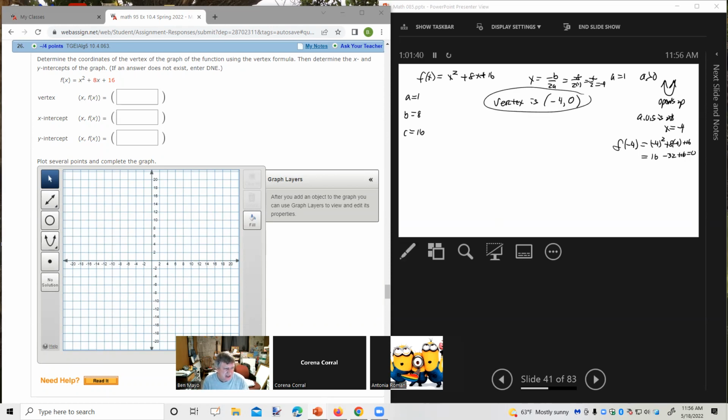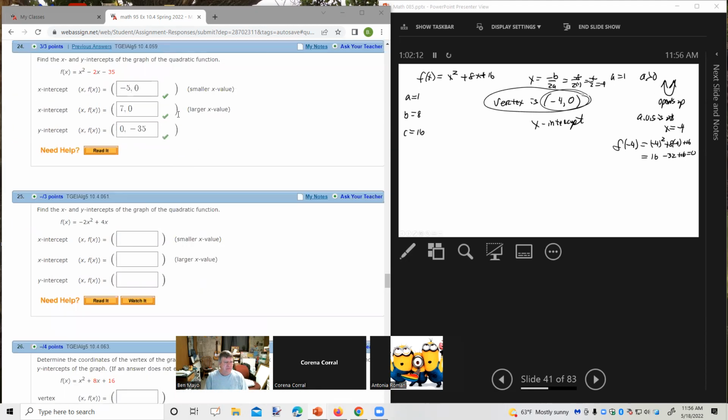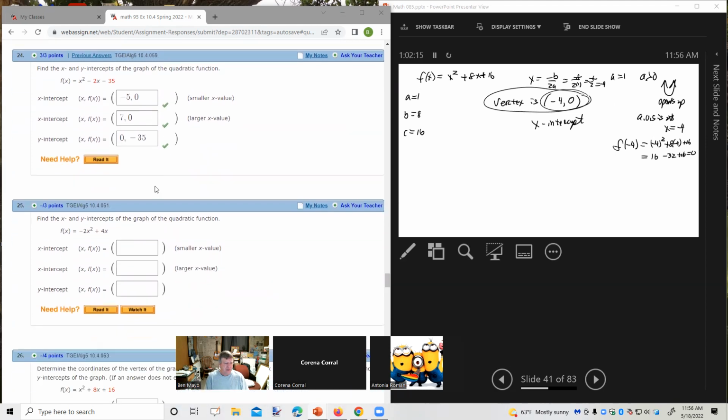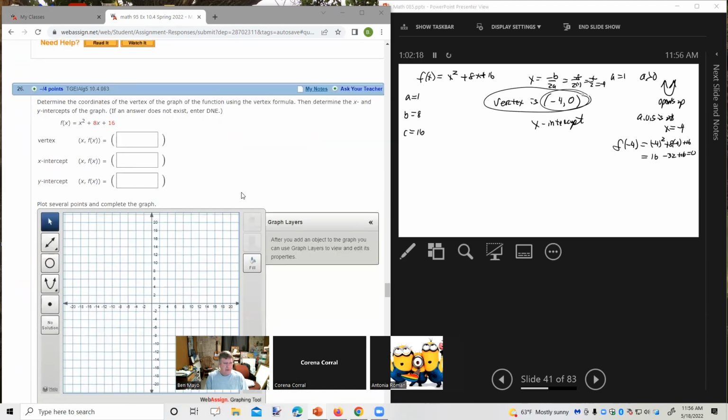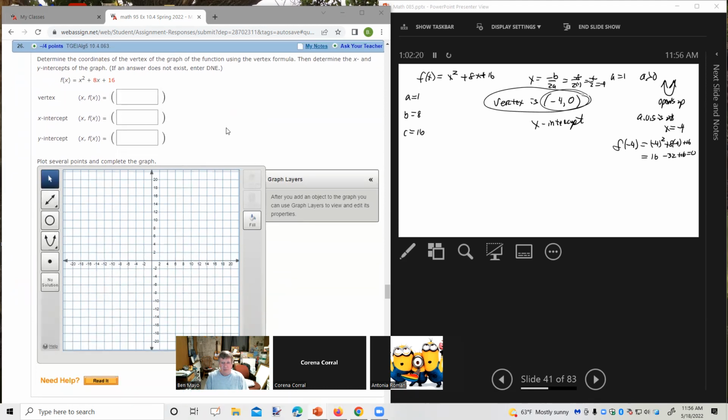It says x-intercept. Well, to find an x-intercept, what do you do? You set y equal to 0, right? Wouldn't that already be the vertex? Bingo, absolutely. Y equals 0, x is -4. So there's your x-intercept. Now, hang on a second. Let's go back. There, we had 2 x-intercepts. Why is there only one here?